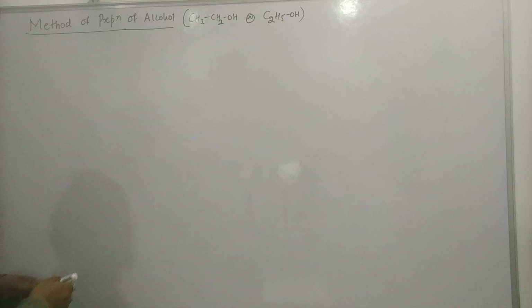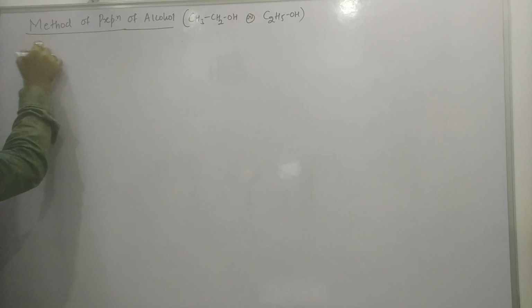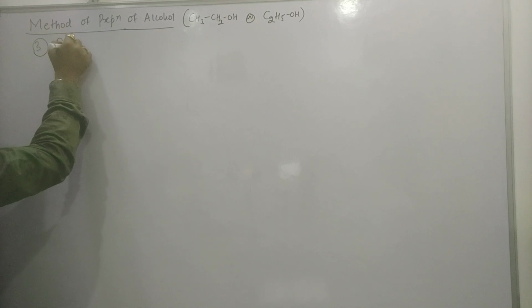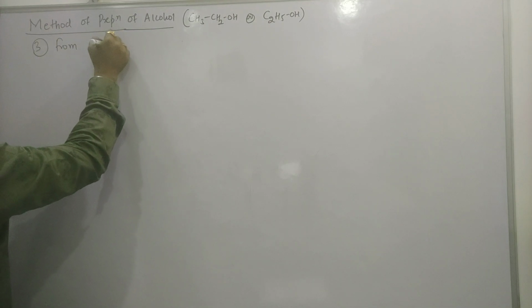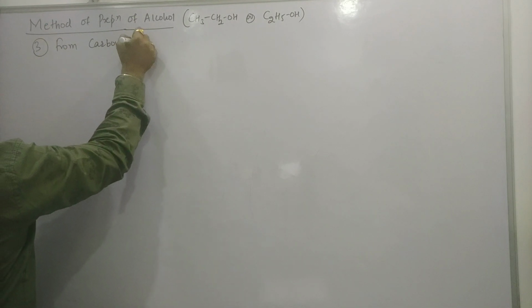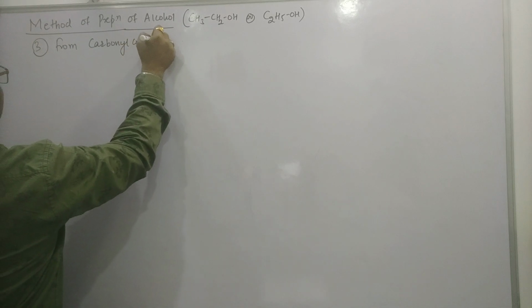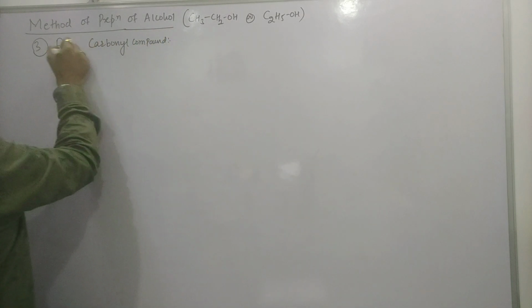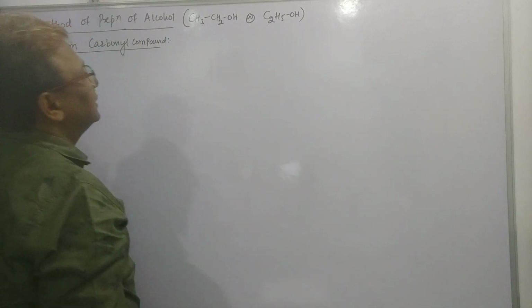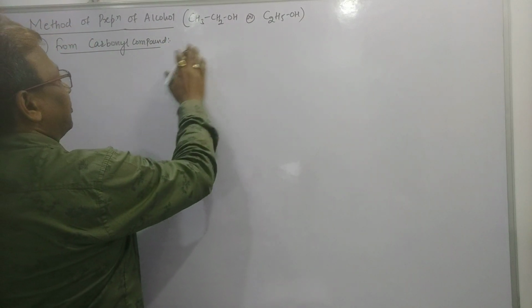But after these two methods of preparation, the third method is that alcohol can be prepared from carbonyl compound. But I will give a complete concept of the carbonyl compound. What does it mean and all. Listen here. For carbonyl compound, what is that?